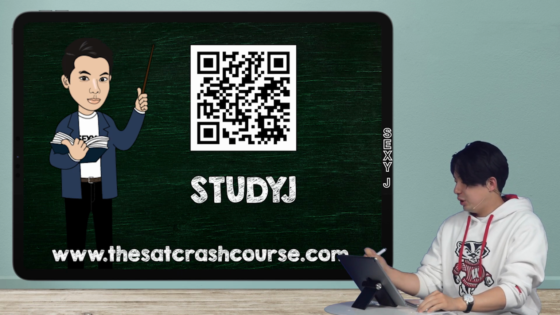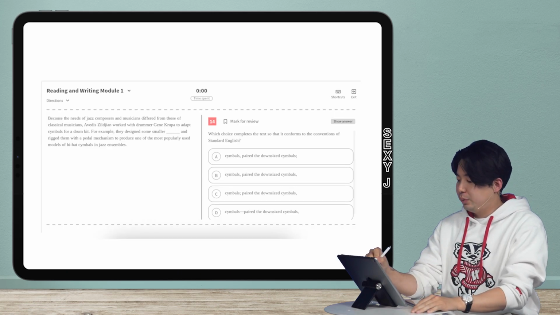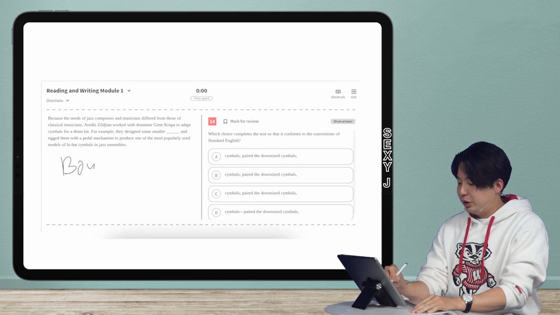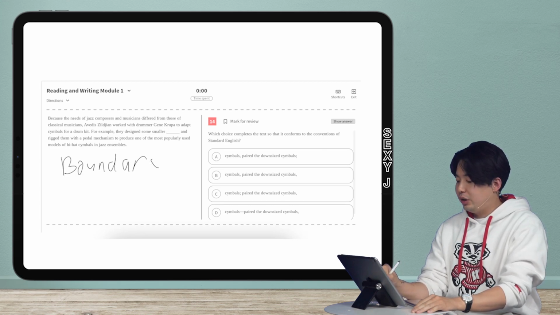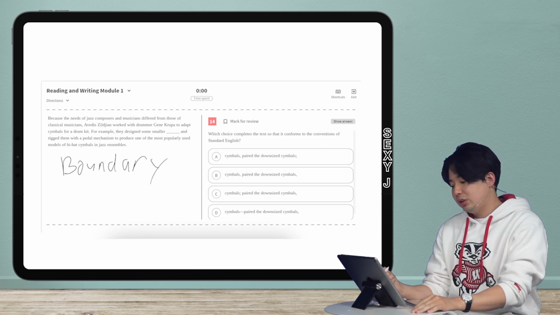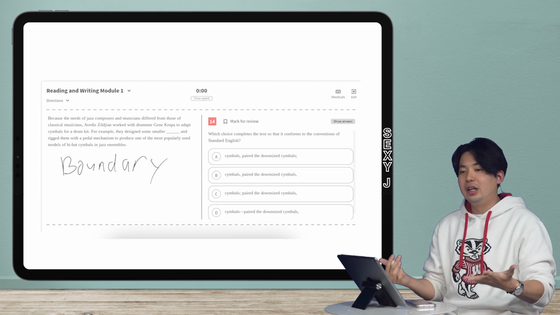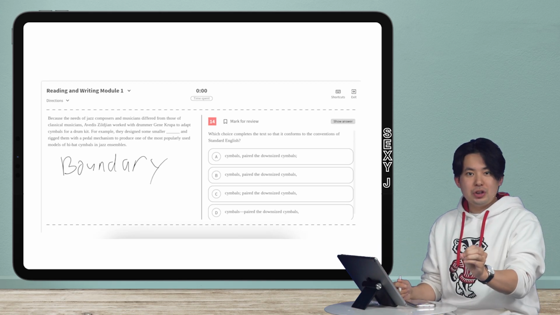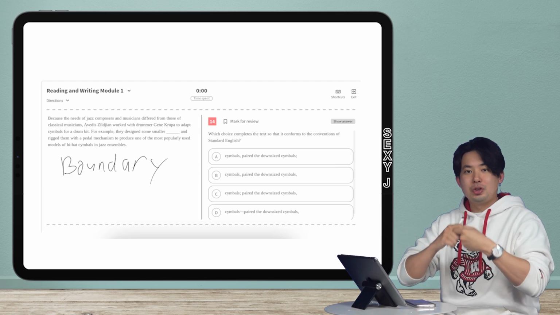Okay, so let's look at this question, guys. This is a boundary question and a little bit of recap. What is boundary? That just means you're dealing with, are these complete sentences, incomplete sentences? Are they fragments? Things like that. Pretty much, should I finish a sentence here, start a new one, or do they belong together?